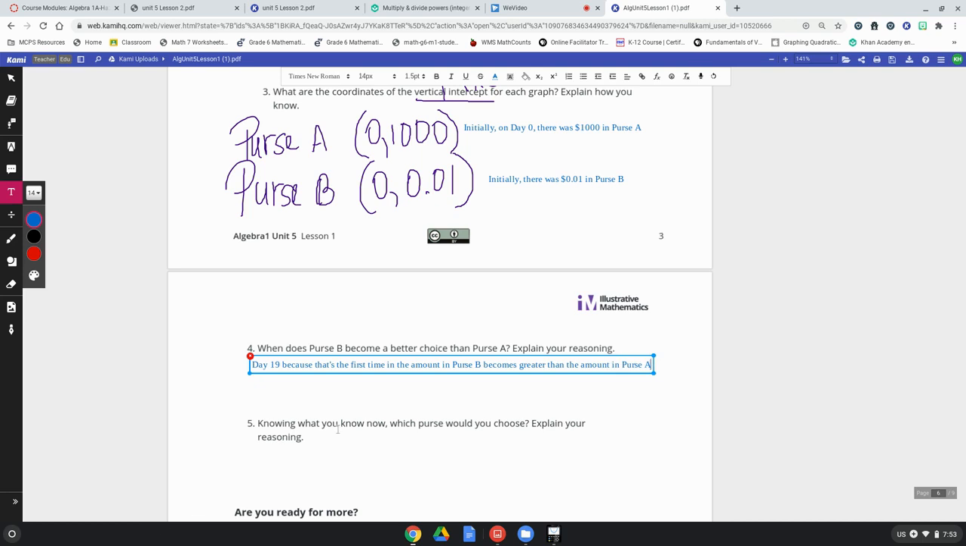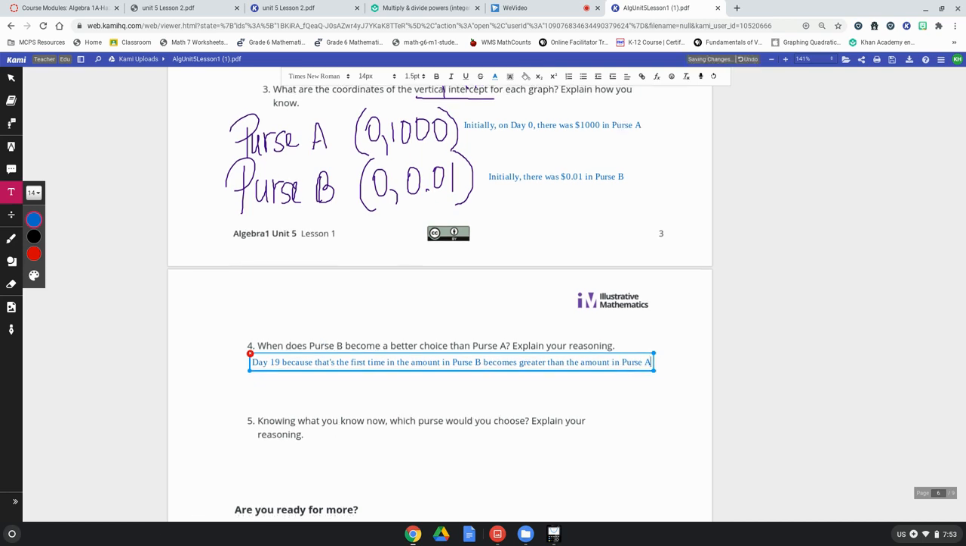Now, which purse would you choose? I mean, unless you have something against money. I mean, that's a personal preference. I know which one I would choose.